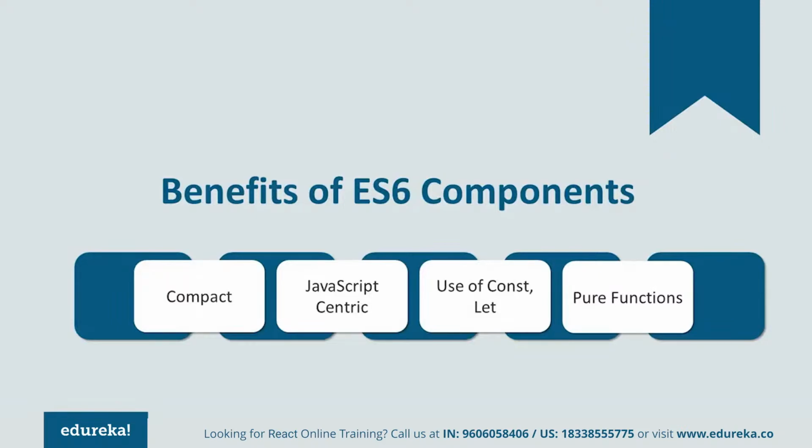I'm assuming that you now have a fair understanding of ES5 classes or ES5 components, which mainly includes React.createClass, from where you start writing the code, and then you call getInitialState, where you set the initial state of the component, and then finally there is a render function where you write whatever you want to render on the DOM. So that was all about ES5. We'll come back to ES5 very quickly.